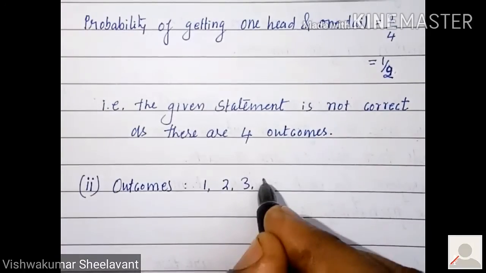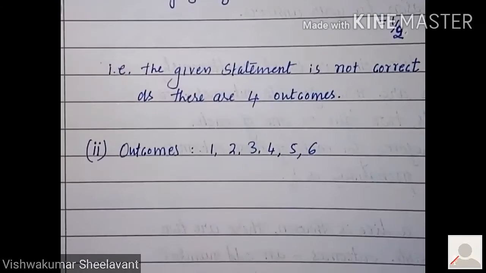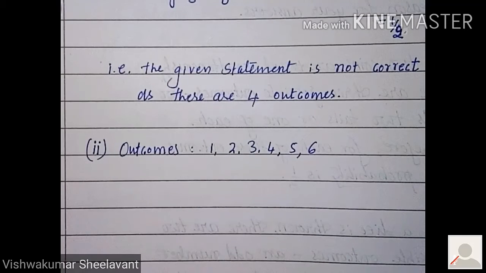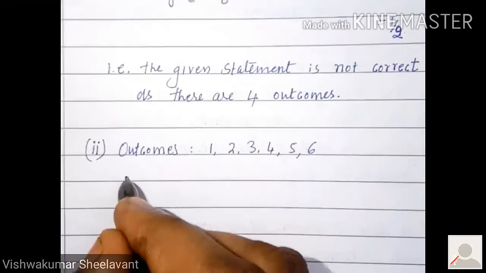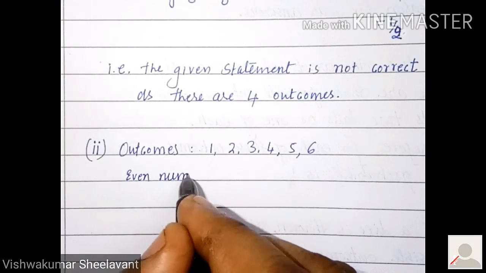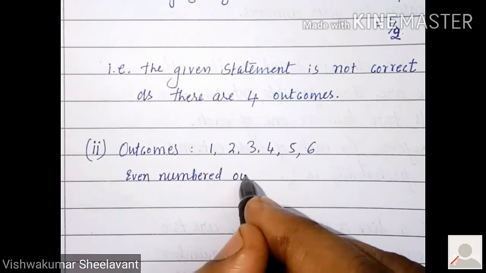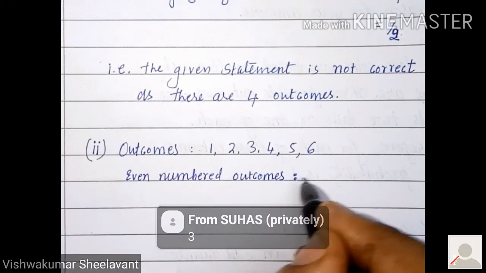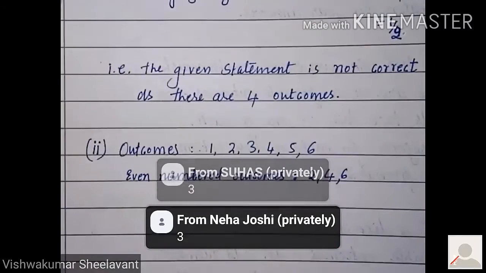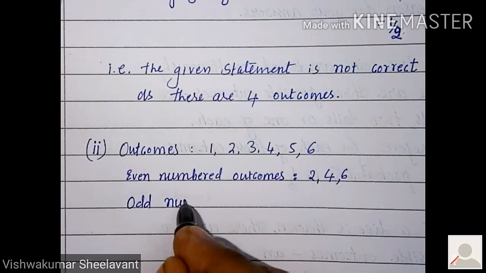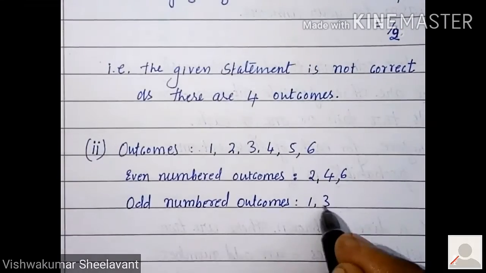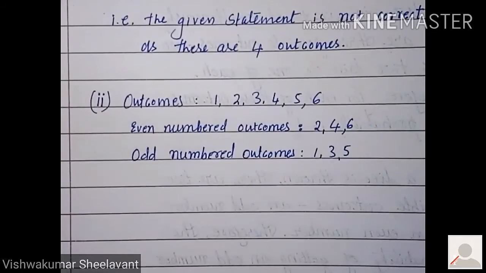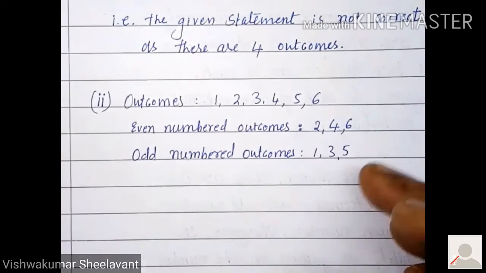1, 2, 3, 4, 5, 6. Because a dice is thrown. It has 6 faces. On each face, different numbers from 1 to 6 are written. So these are possible outcomes. Out of these, how many even numbers are there? Even numbered outcomes: 2, 4 and 6. Good. Odd numbered outcomes: 1, 3 and 5. So even numbered outcomes are 3 in number. Odd numbered outcomes are 3 in number.